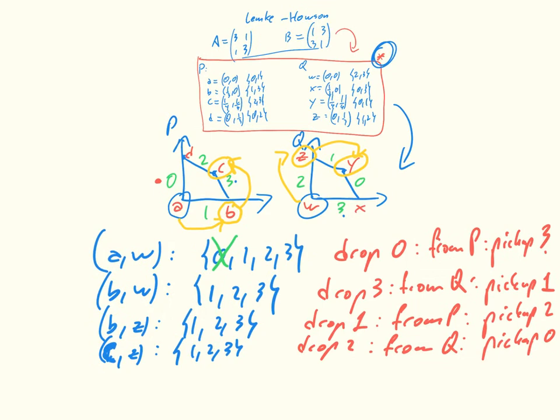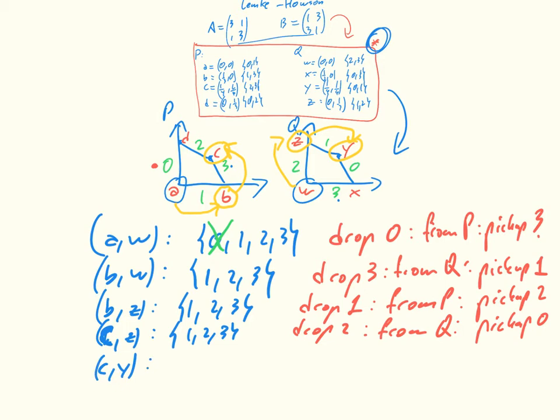And so now we're at C and Y, and this, however, has label set 0, 1, 2, and 3. And this is where the algorithm finishes, because we have a fully labeled vertex pair. And so that's the algorithm. You start with the artificial equilibrium. You choose any label to drop, and you will pick up a new label by doing so, and you then remove that new label in the other polytope. And you keep on removing the new label in the other polytope until you have a fully labeled vertex pair.